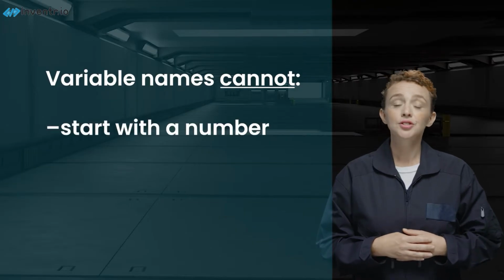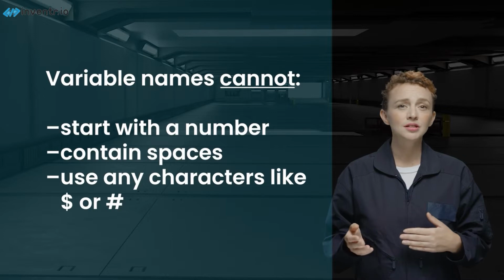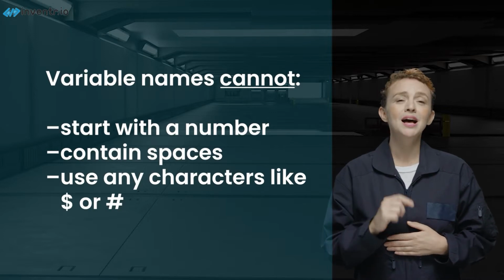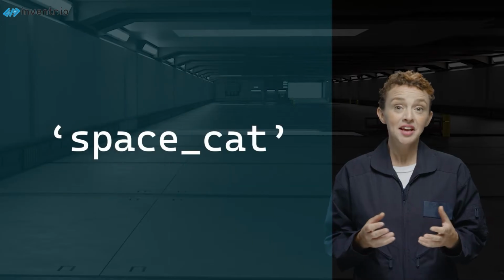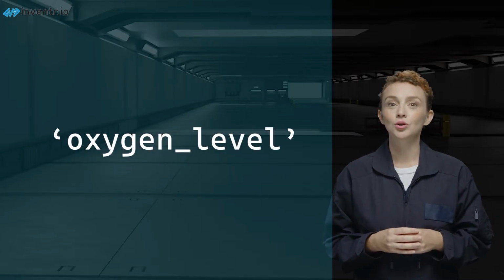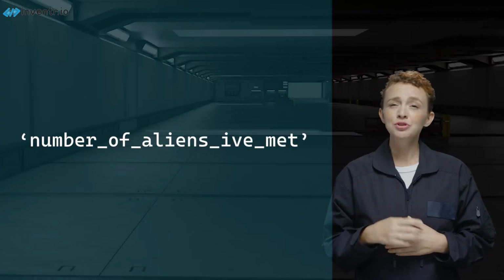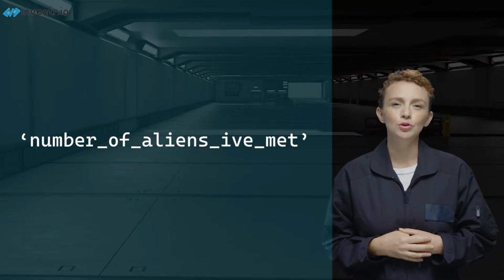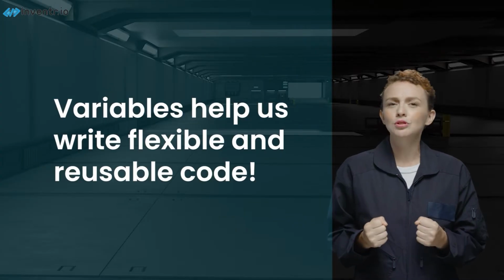Variable names cannot start with a number, contain spaces, or use any characters like $ signs or hashtags. Keep in mind, the name my variable is up to you. You could name it Space Cat, or oxygen level, or number of aliens I've met. The important thing is that the name should be meaningful in the context of your program. The point is, variables help us write flexible and reusable code.